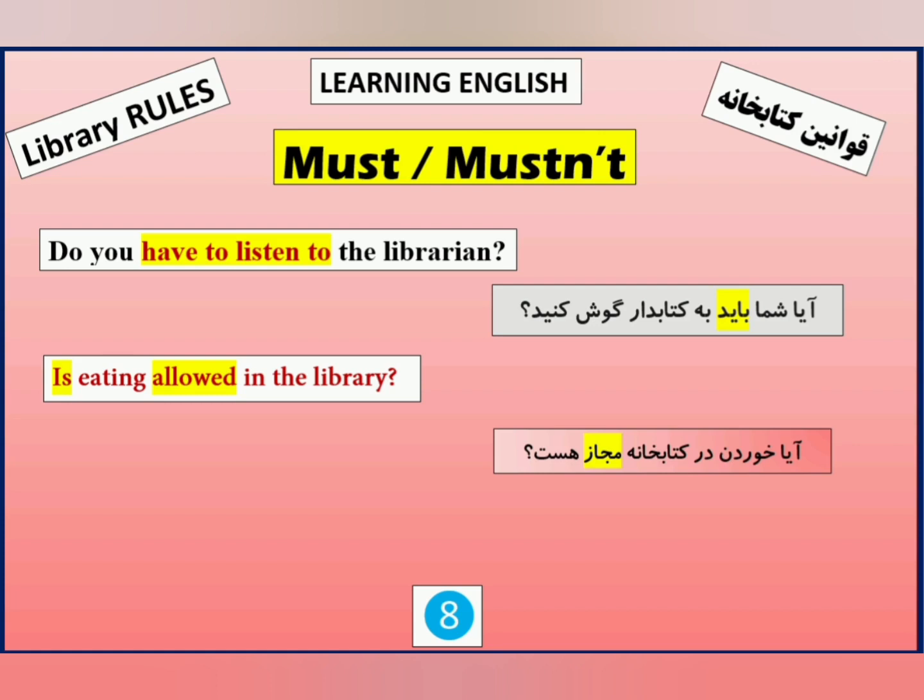خب پس یه بار دیگه نکته رو میگم. Must به معنی باید و mustn't به معنی نباید هست و بعد از must و mustn't شما باید از شکل ساده فعل استفاده کنید.